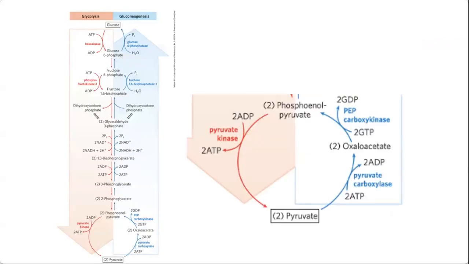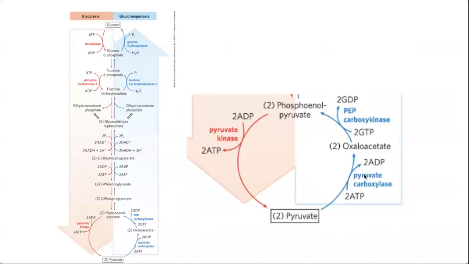And finally, let's talk about this last step. In glycolysis, we take phosphoenolpyruvate and we take the phosphate group off of it and put it onto ADP to give us ATP. This is carried out by pyruvate kinase. In gluconeogenesis, this is the one that happens in those two steps.